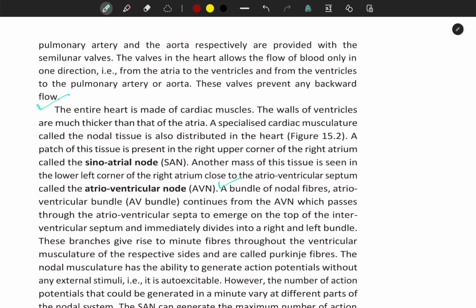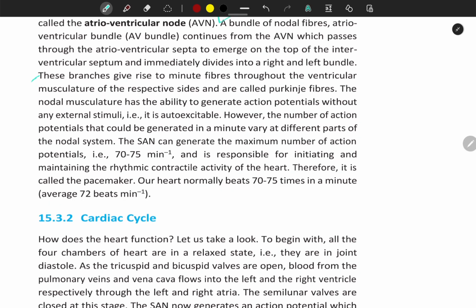A bundle of nodal fibers, atrioventricular bundle, that is AV bundle, continues from the AVN which passes through the atrioventricular septa to emerge on the top of the interventricular septum and immediately divides into the right and left bundle. These branches give rise to minute fibers throughout the ventricular musculature of the respective sides and are called Purkinje fibers. The nodal musculature has the ability to generate action potentials without any external stimuli. That is, it is auto-excitable.